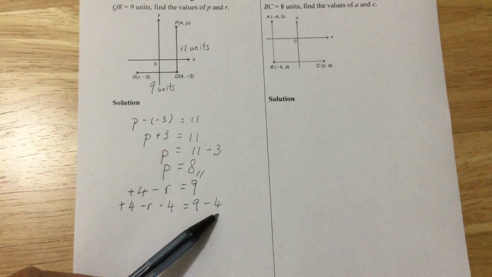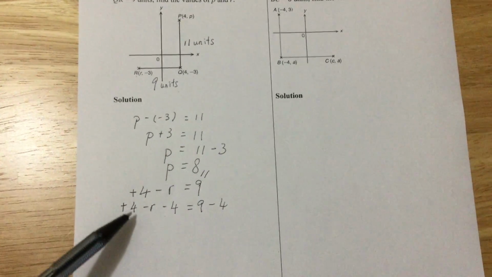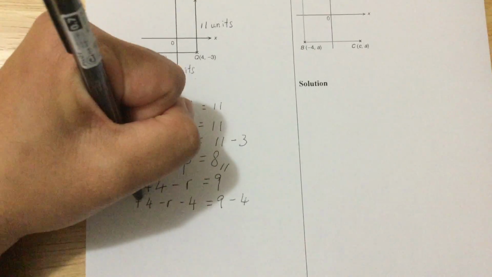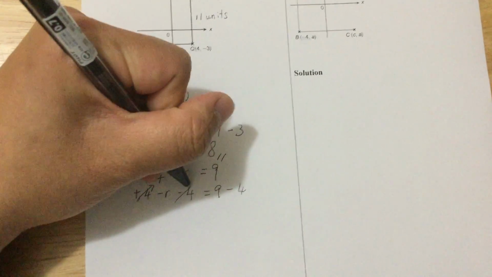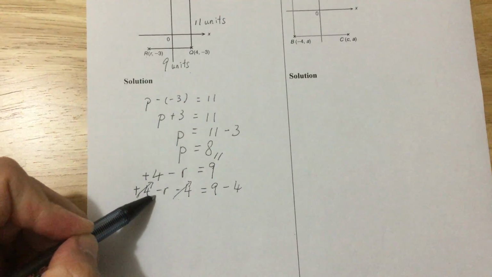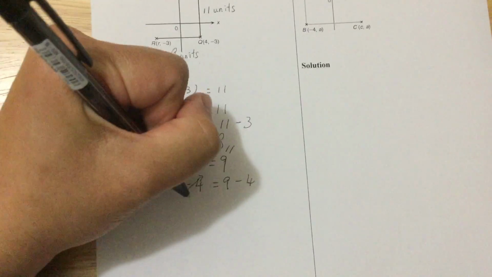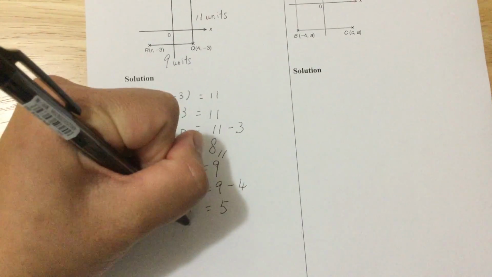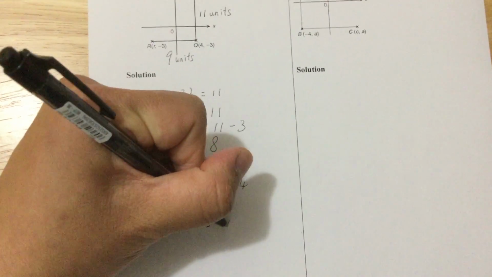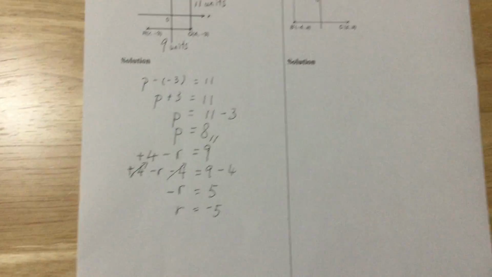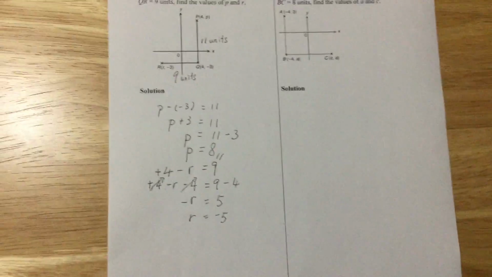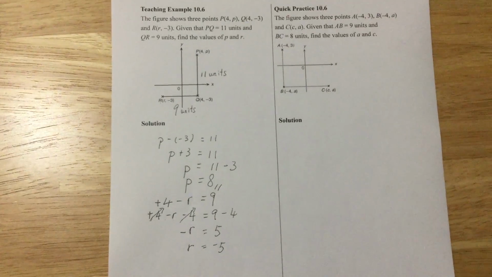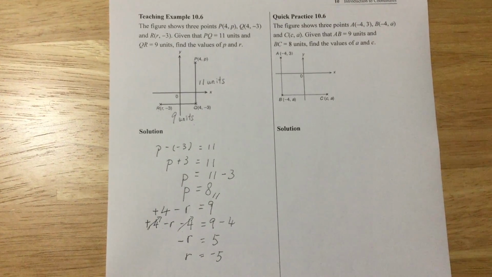This one, negative 4 and positive 4, you cancel it. We cancel it. And then only negative r is left. So we write down negative r equals 5. So r equals negative 5. So I hope all of you can know how to do this calculation. So I show this question once again for you.